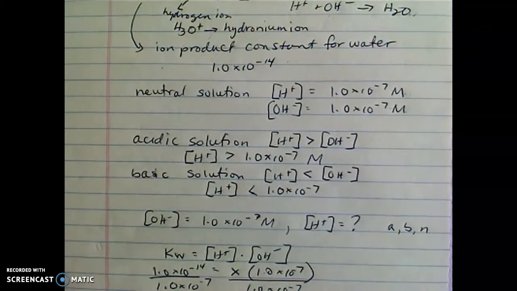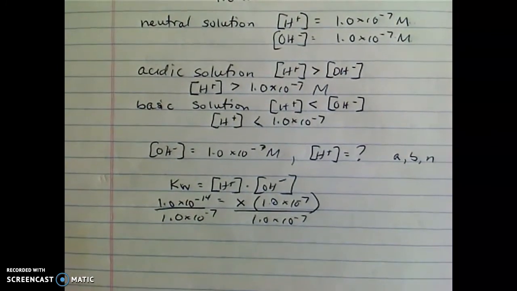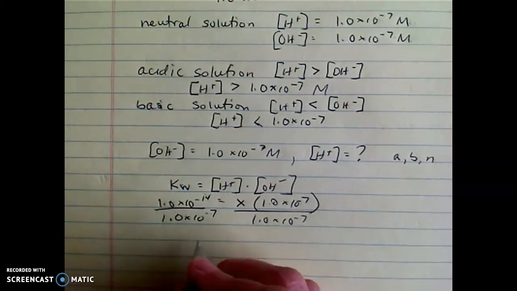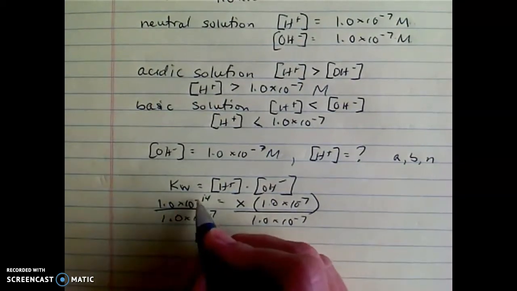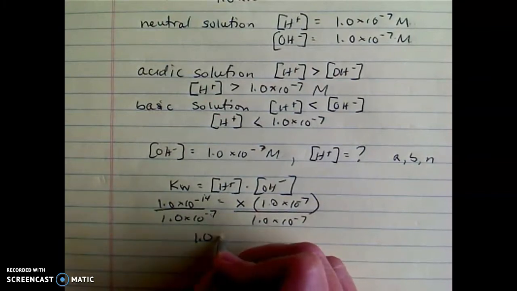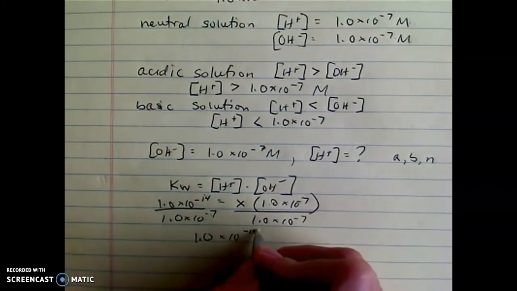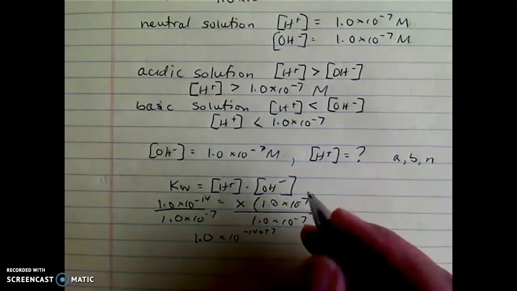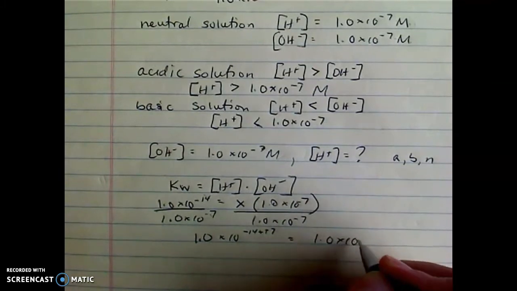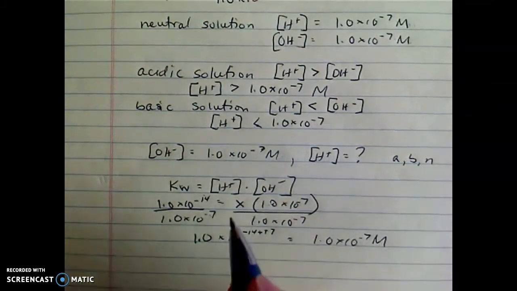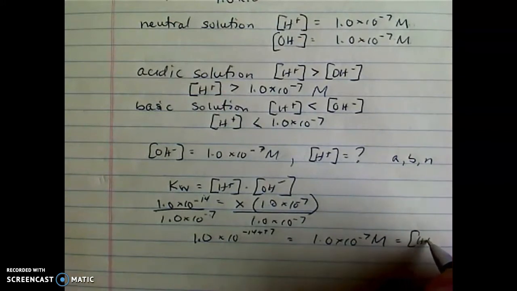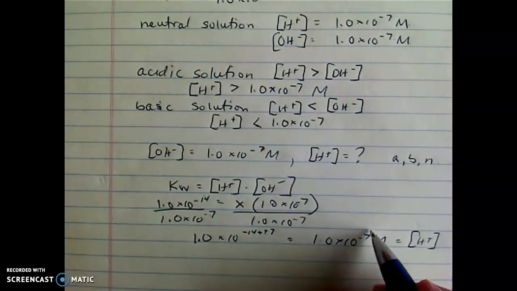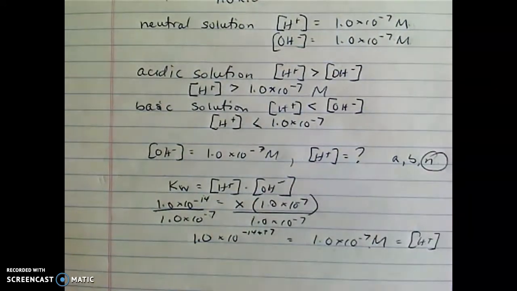Okay. So what is the concentration of H+? I don't have my calculator, so I'm going to do it the old-fashioned way. 1 divided by 1 is 1. And then when you're dividing, you take negative 14 and subtract the exponent down here. So that's negative 7. So my answer is 1.0 times 10 to the negative 7 molar. So that is my H+ concentration. Then it asks me, is it acidic, basic, or neutral? Well, 1.0 times 10 to the negative 7 is neutral.